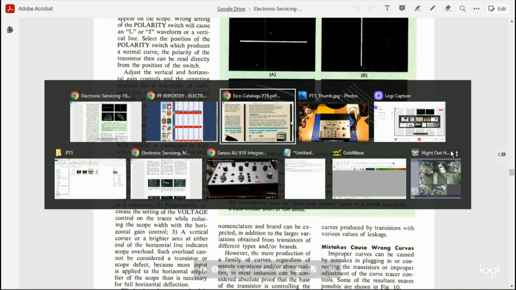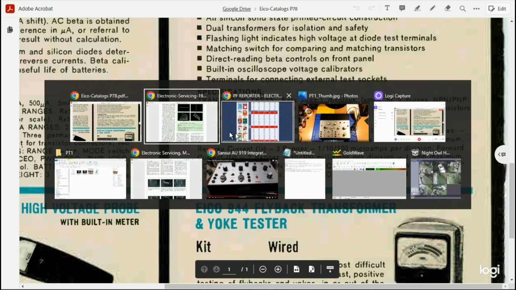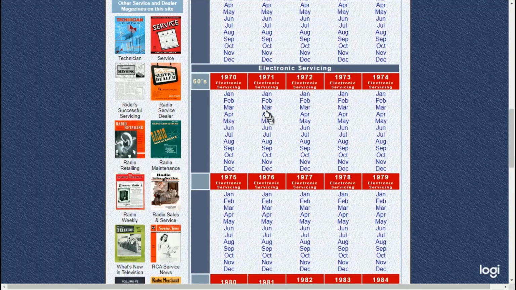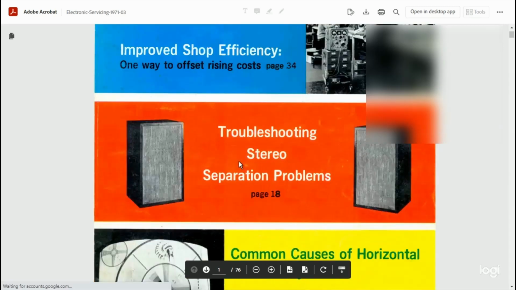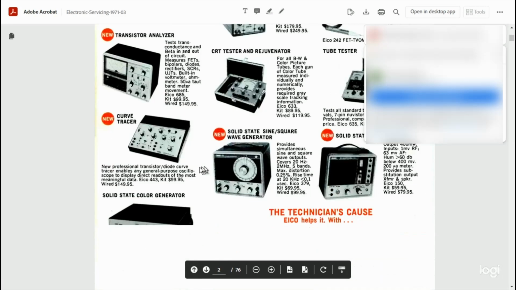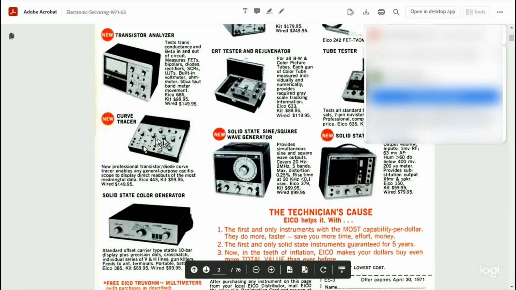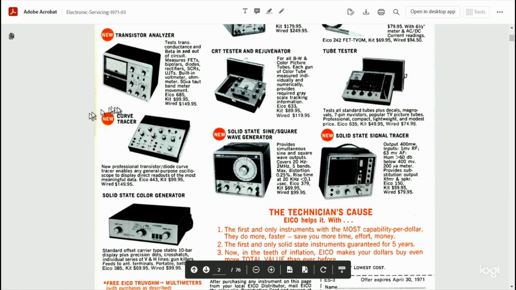Now in the March 71 issue, I do have, I gotta find it, I got a page up here somewhere. Oh boy. No, that's the catalog page. I'm gonna go to the website here and download it again. March 71, and in this case on page 2 they do have a little Eico catalog.